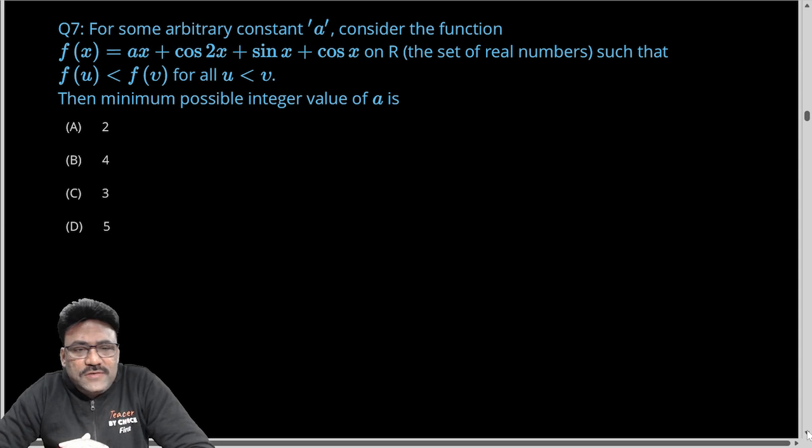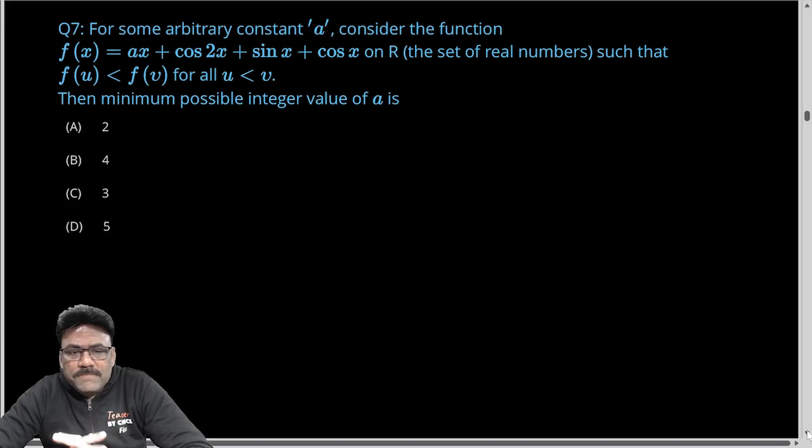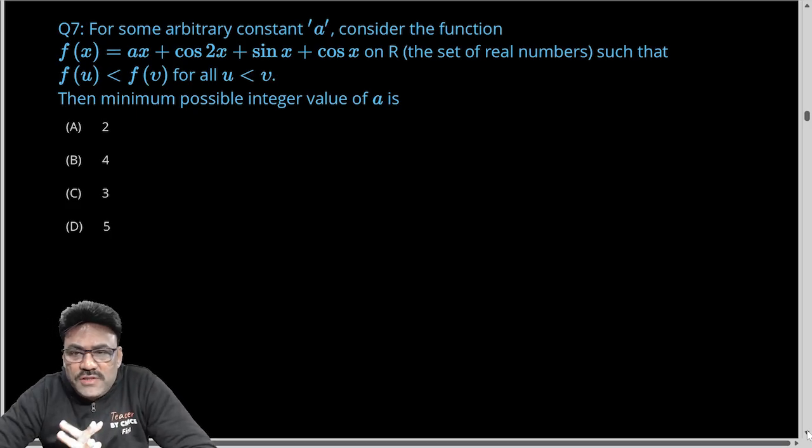Okay, let's see this question. A function f(x) is given here, and you have to find the minimum value of a for which f(u) is less than f(v) for all u greater than v. Means basically what they are saying is that when u is less than v, f(u) is less than f(v), means your function is an increasing function. So this function is an increasing function.